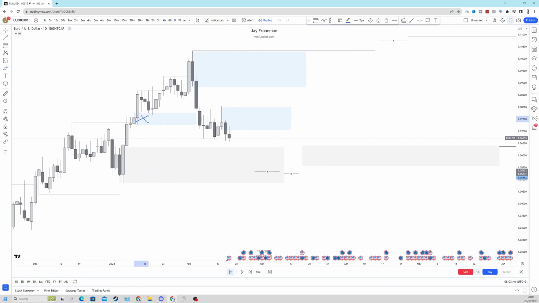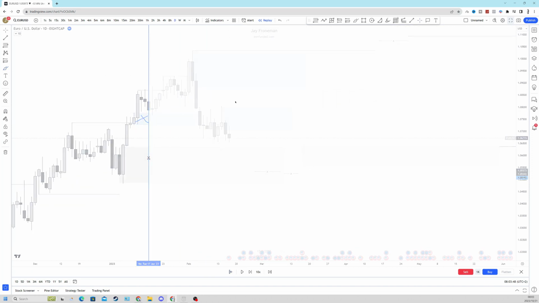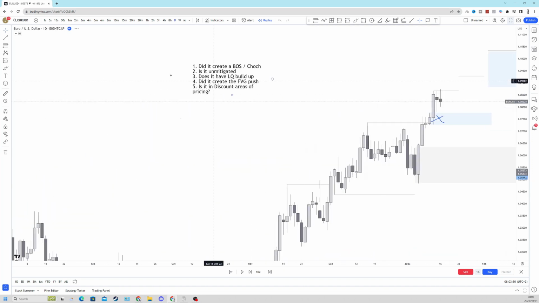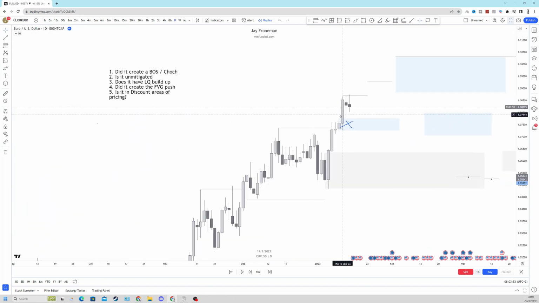Well, you could say at this point in time the zone was unmitigated. So yes, at the time it formed, it was unmitigated, and it just mitigated later on. Does it have the liquidity buildup? Well, we have inducement sitting above the zone. So yes, indeed, it does have a liquidity buildup.